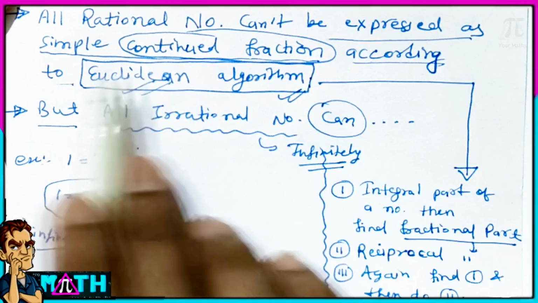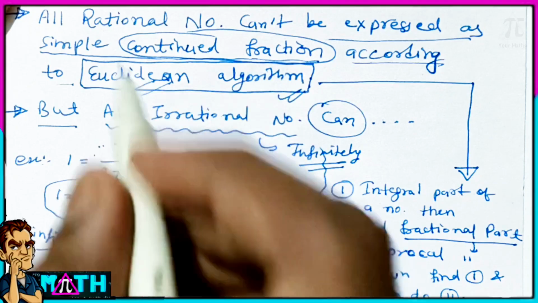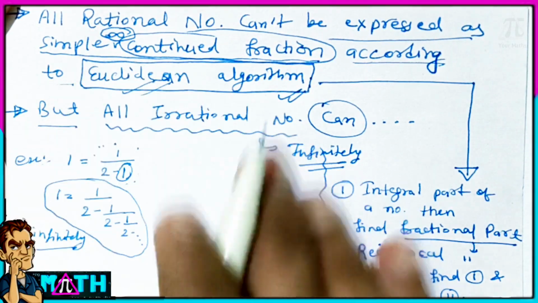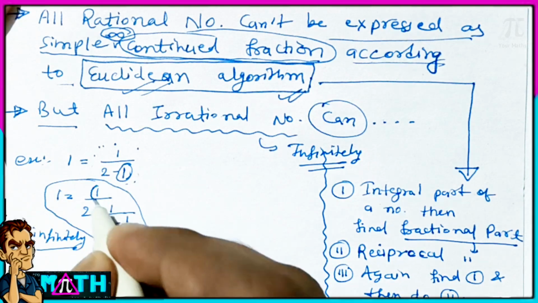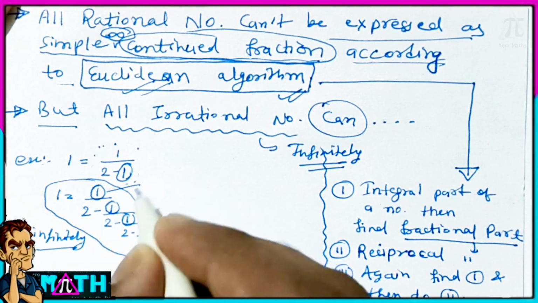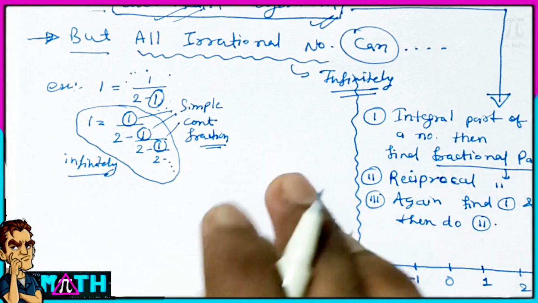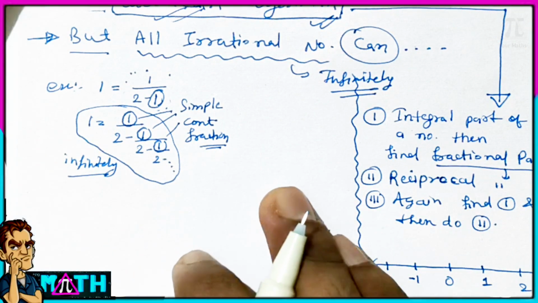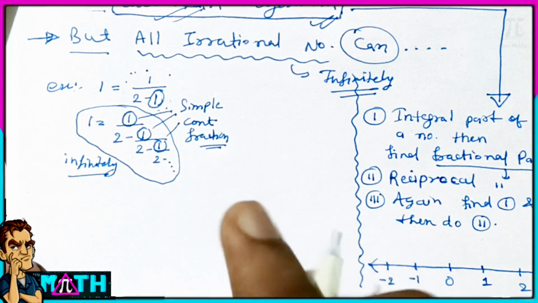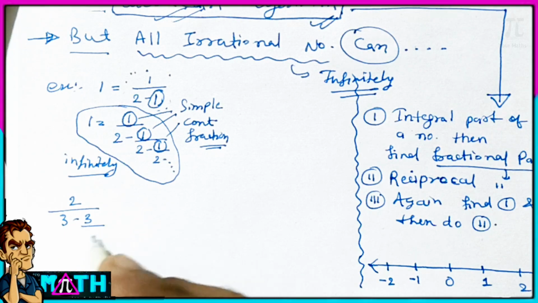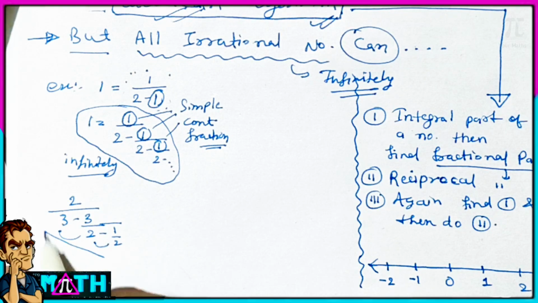Here you also have to write that all rational numbers can't be expressed as a simple infinite continued fraction according to the Euclidean algorithm. But what I have written here is not according to the Euclidean algorithm, and simple basically means that the numerators are 1. Like that, there is one more type of continued fraction, the finite continued fraction, which is the opposite of infinite. The finite continued fraction looks something like, for example, 2 upon 3 minus 3 upon 2 minus 1 by 2. And for solving, you have to go from the backward direction.